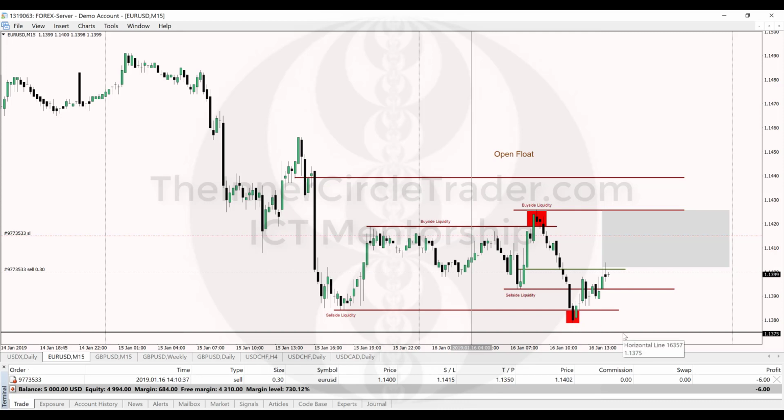We have to be aware that it could hit 1375 and be done, and it could be done for the day, and that would be the low of the day. So if we can get to this price point at 75, we'd have to scale something off. And that would give us about 20 pips or so.